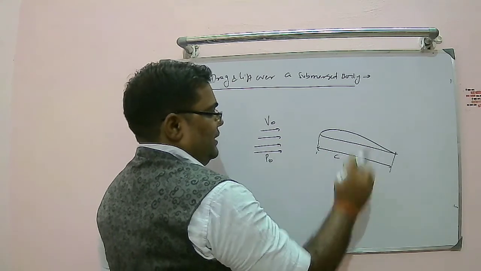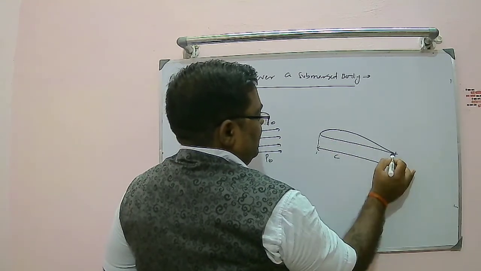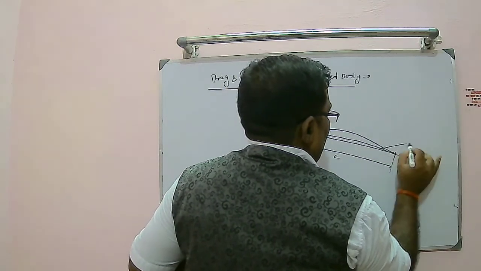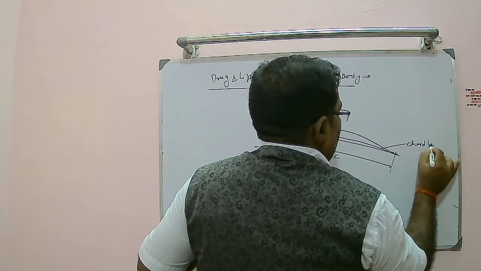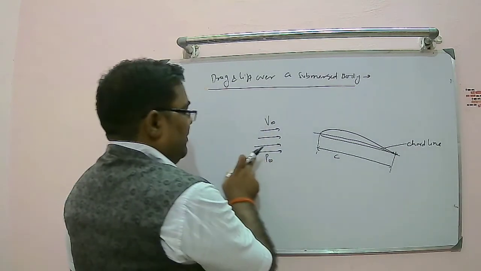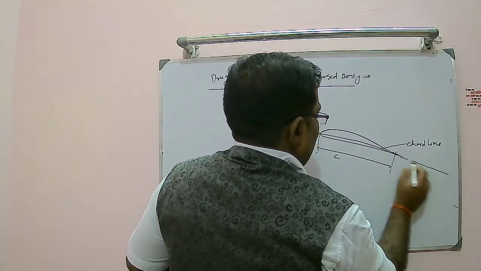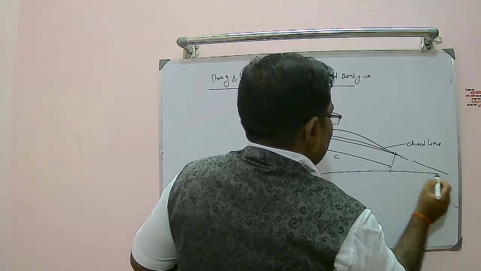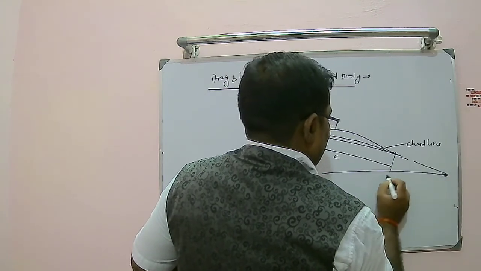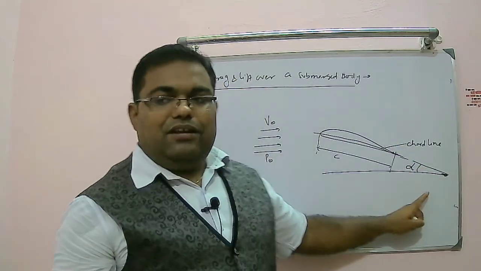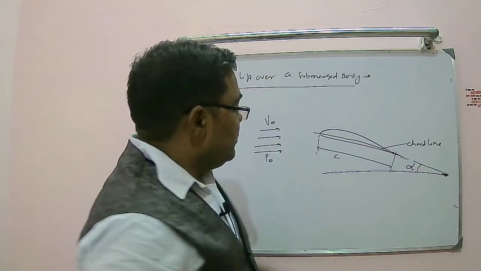So this is horizontal. If I draw the shortest distance between the leading and trailing edge, connecting like this, it is known as the chord line, right? So the angle made by the free stream flow direction, if I extend this, and the free stream flow direction is coming like this, the angle between the free stream flow direction and the chord line is known as the angle of attack. So this is my angle of attack. Is it visible? Angle of attack.